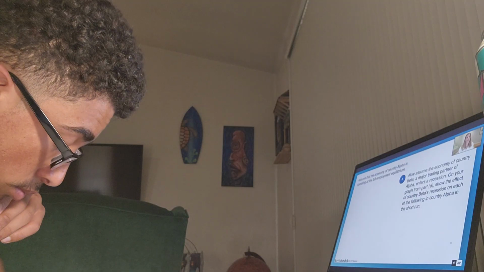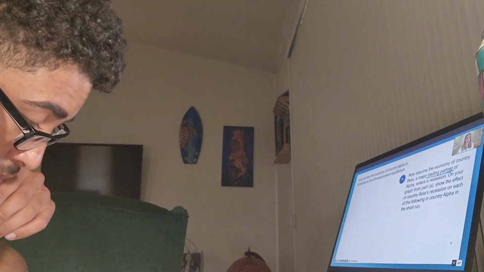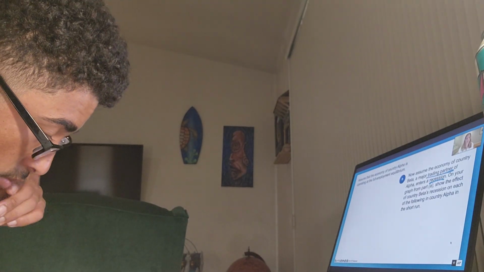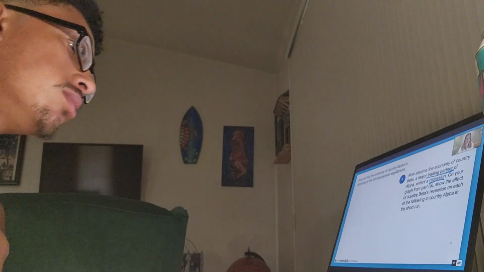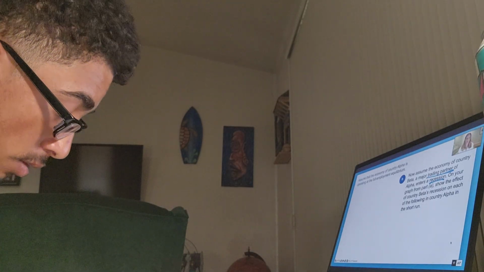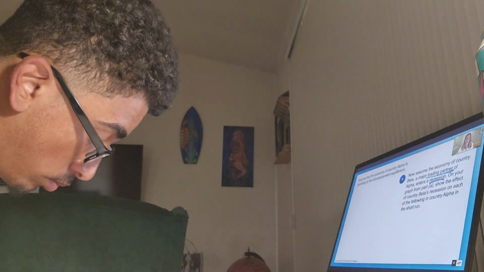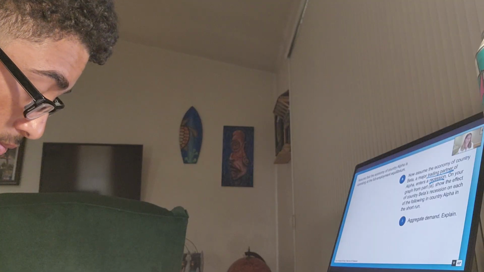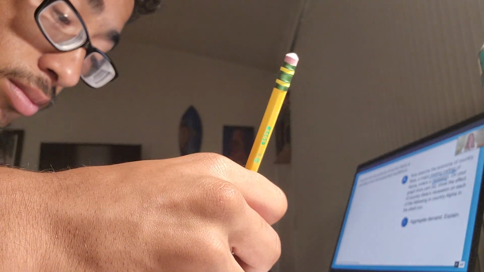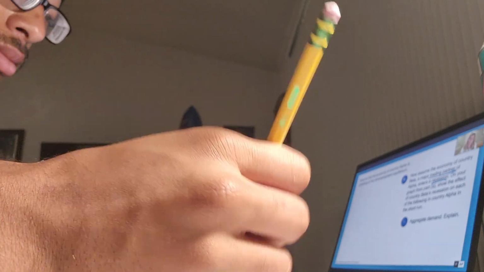Part B. Now assume the economy of country beta, a major trading partner of alpha, enters a recession. On your graph in Part A, show the effect of country beta's recession on each of the following in country alpha in the short run. Aggregate demand and explain. All right, we're told that country beta, who trades with alpha, they buy goods and services from each other, goes into a recession.